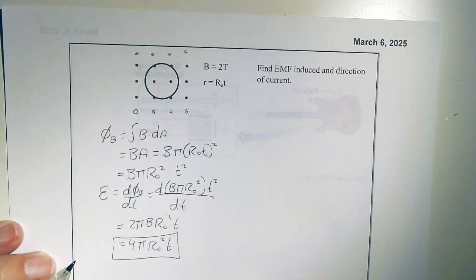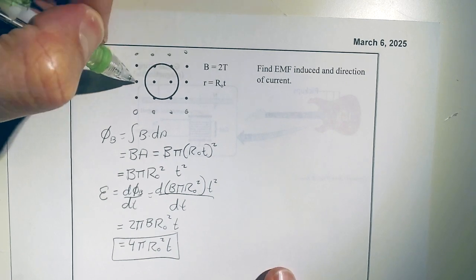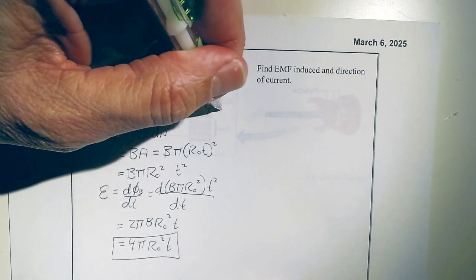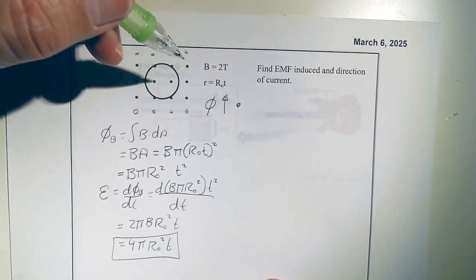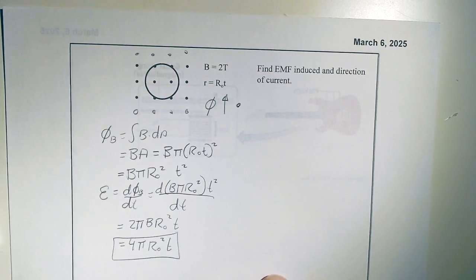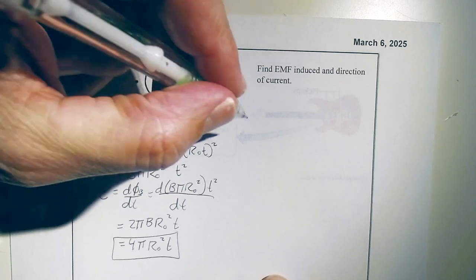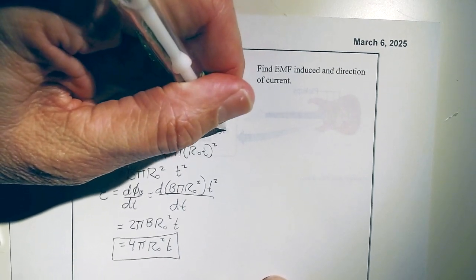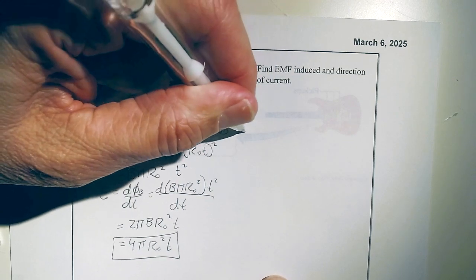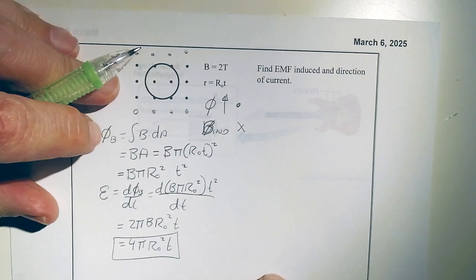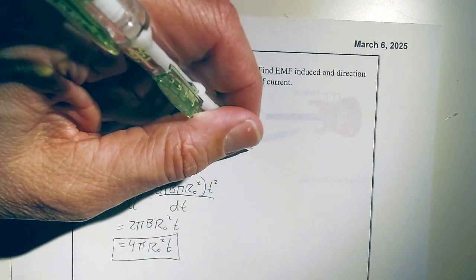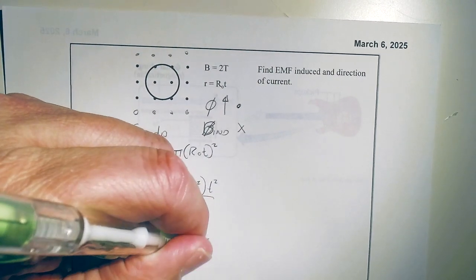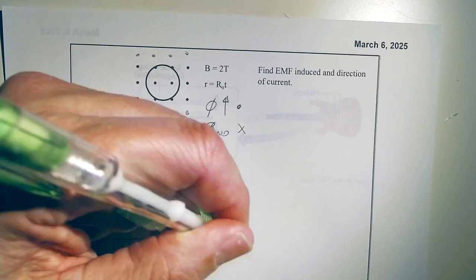Direction of current. Okay, the flux is increasing out of the board. And we're getting more flux out of the board as that area gets bigger. So the flux induced, or I should say the B induced, will be into the board. And into the board, if I look at that left side, boom, the current needs to be clockwise.